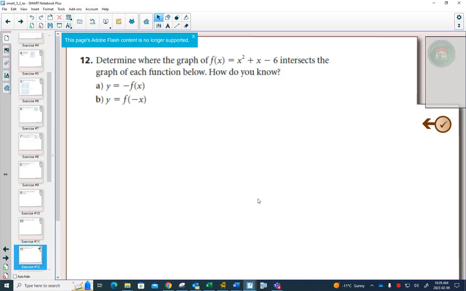So number 12 says, determine where the graph of f of x equals x squared plus x minus 6 intersects the graph of each function below, and how do you know? So obviously, we didn't do one like this in our examples. This sounds different, and you can't just go, oh, I remember when we did this in class, you do this, this, this, and this. Perfect. This is problem solving in that way.